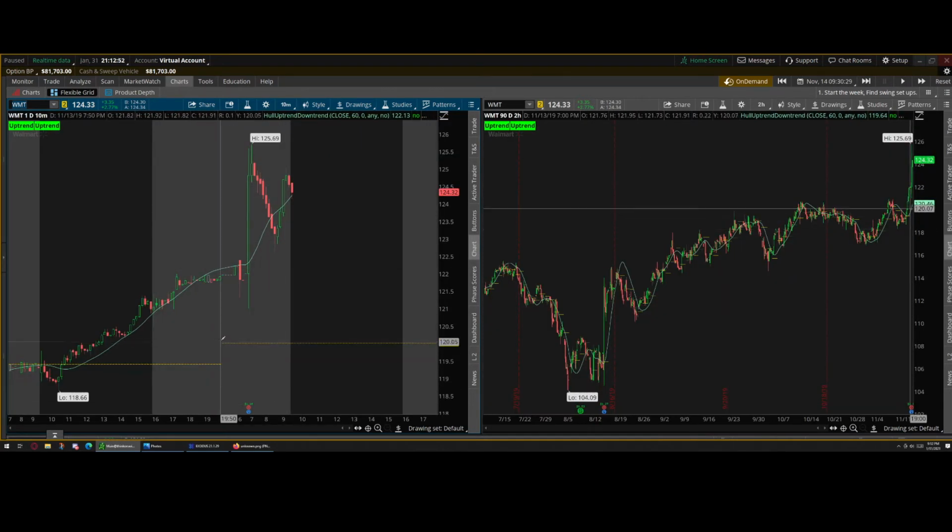Walmart is really far away from the midpoint, so I don't like a chart like this. There's no reason to watch this. You're too far away from your major move.